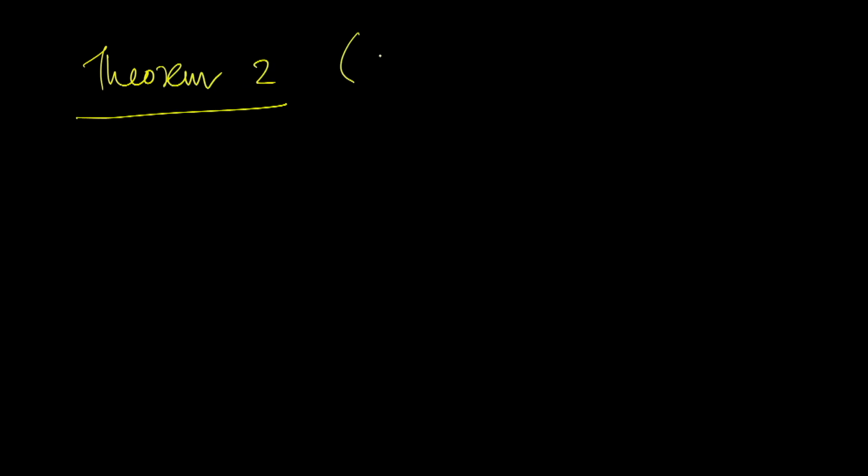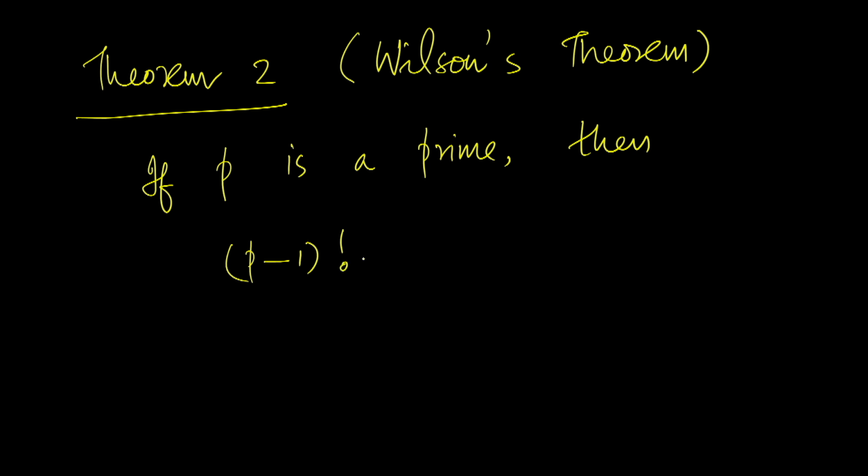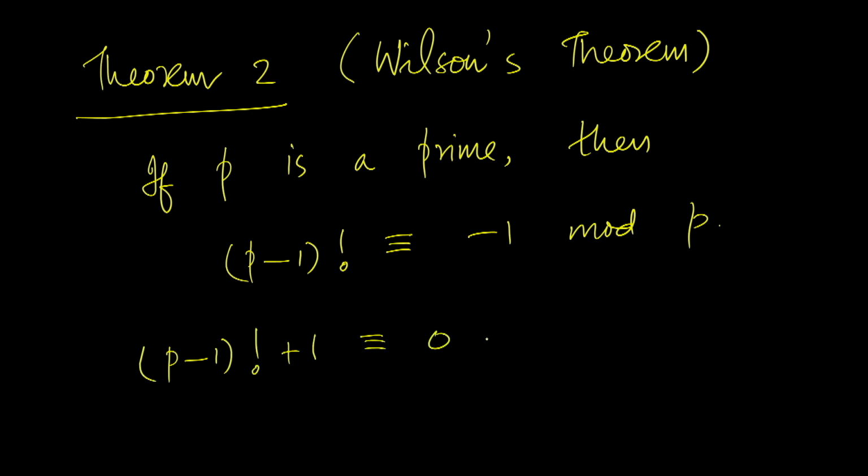Now let us see another theorem, which is called Wilson's theorem. What Wilson's theorem asserts is this: if P is a prime, then P minus 1 factorial is minus 1 mod P, or in other words, P minus 1 factorial plus 1 is divisible by P. So let us prove this theorem. The proof goes like this.